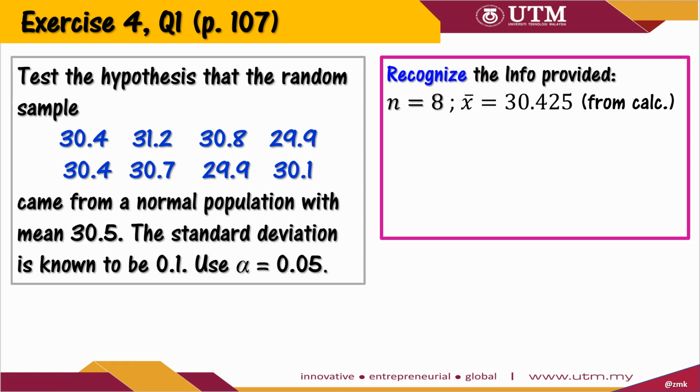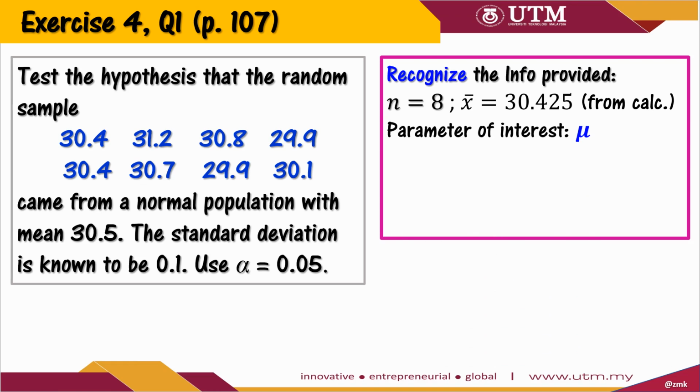Let's identify what else do we know from the question. Yes, we need to identify what parameter we want to test. This is the first step of testing procedure. If we look at the question again, we want to test the population mean mu. So this is our parameter of interest.